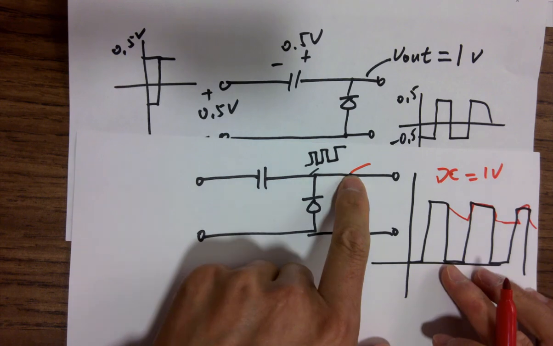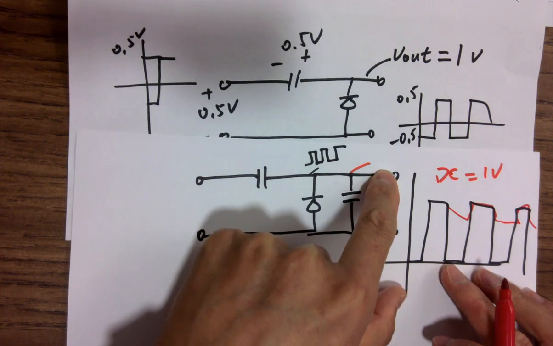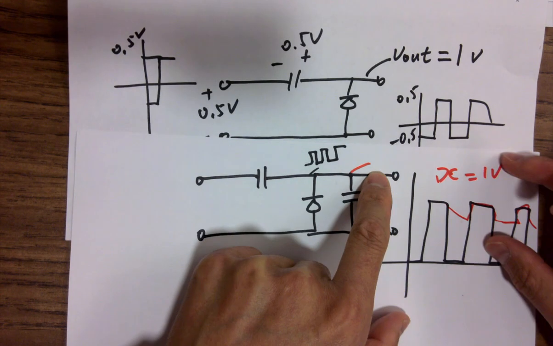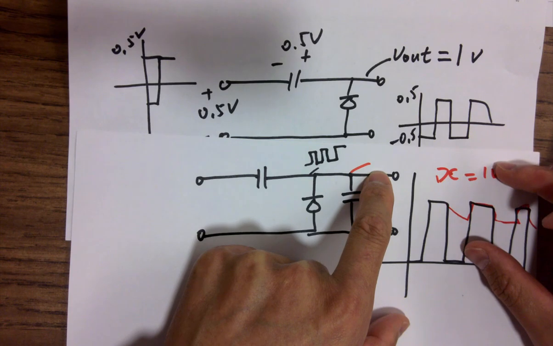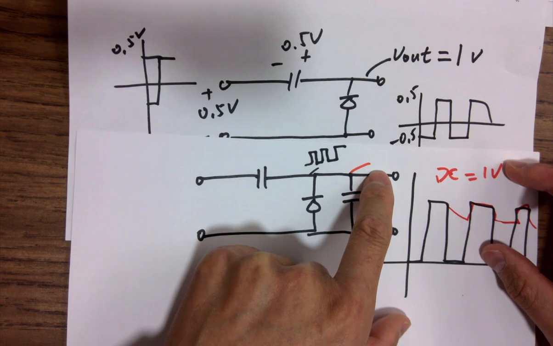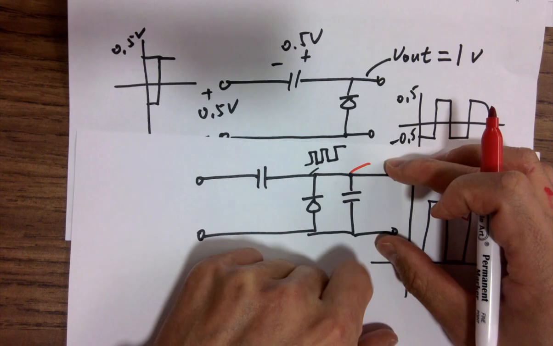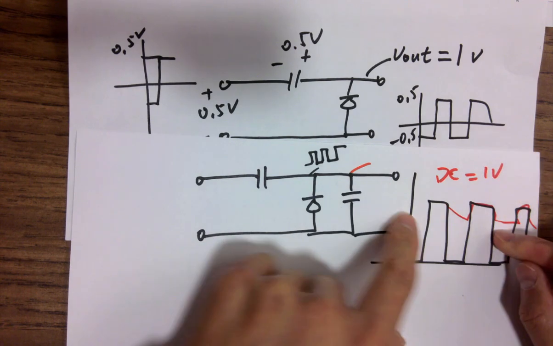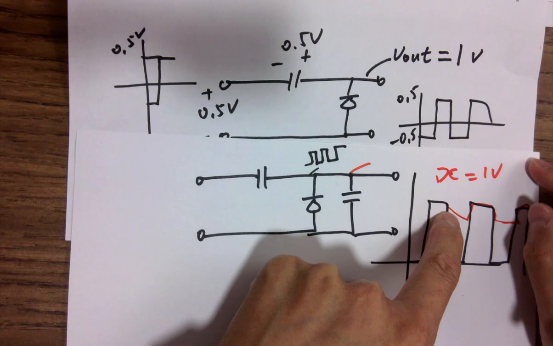And you can use this 1 volt as a baseline and keep adding circuits next to it, and you can form a voltage multiplier instead of a voltage doubler. So if you add more stages after this, you can keep boosting this voltage to hundreds of volts.